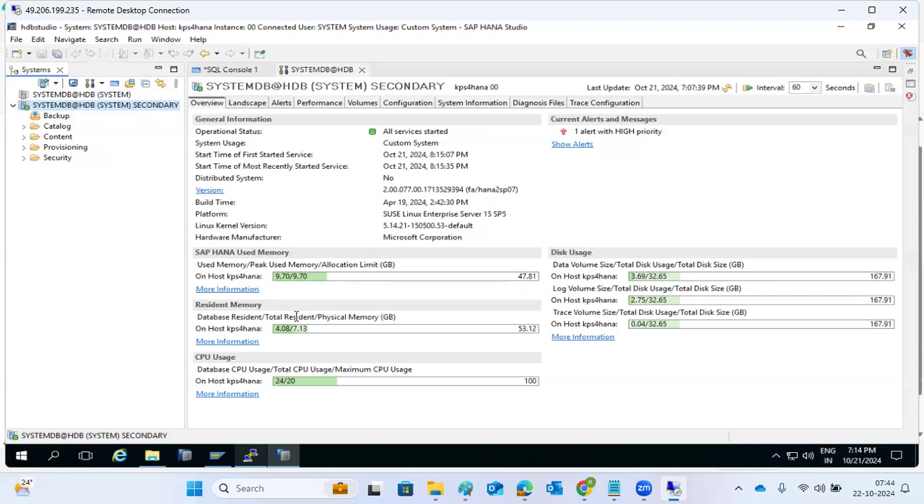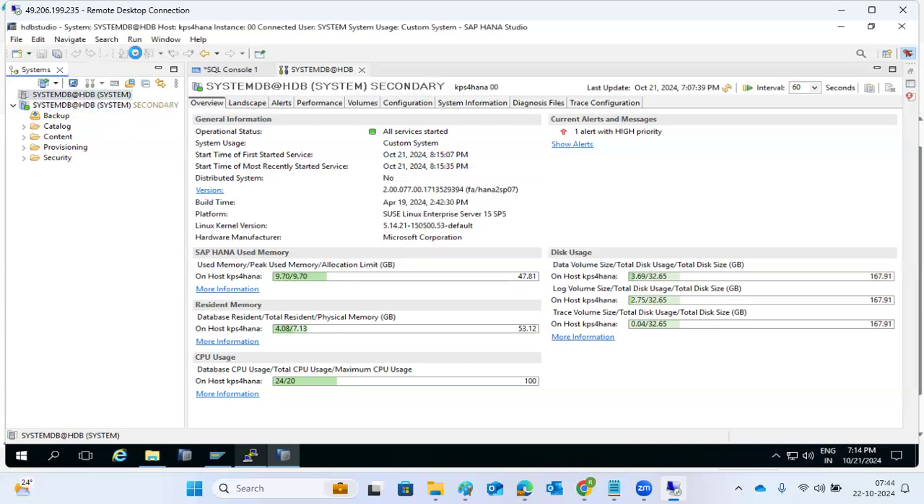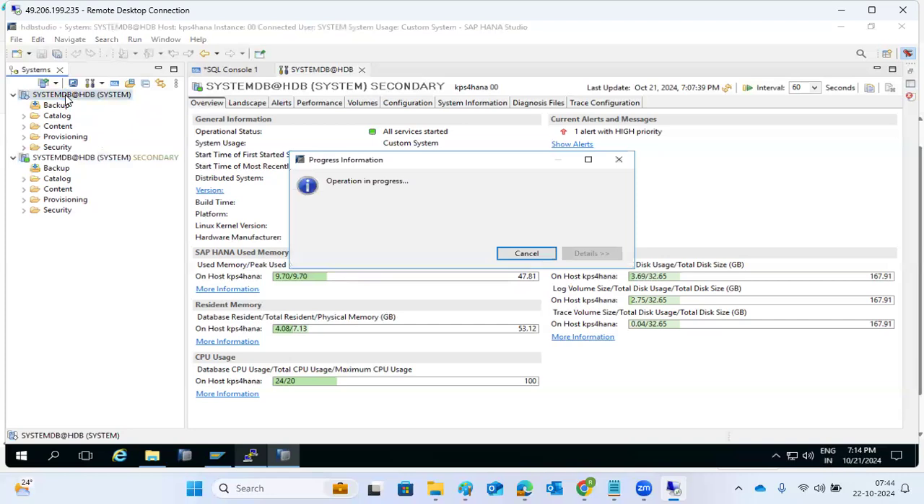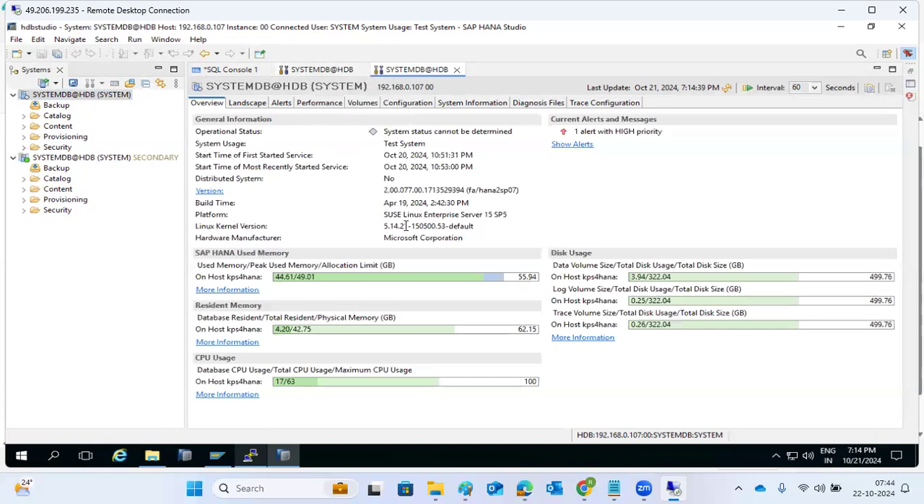If some data is coming in and you wait for some days, this will keep on increasing. The data used memory keeps on increasing. Suppose you look at my other system, the data size is much larger there. We have SAP data there, so it has more memory.